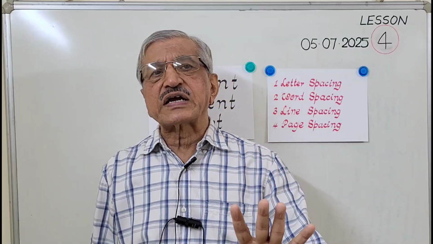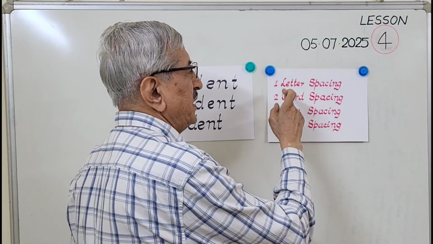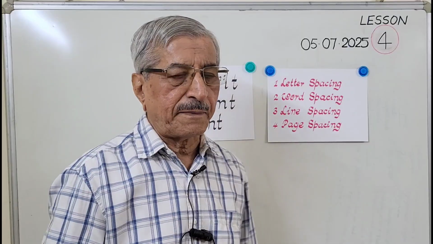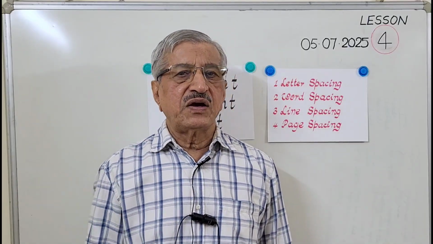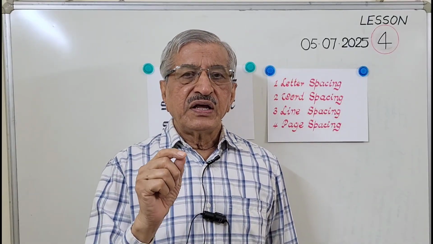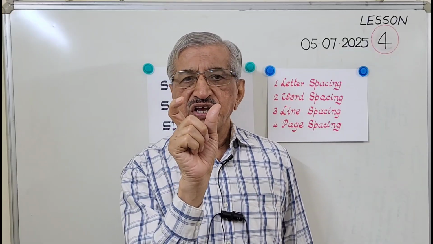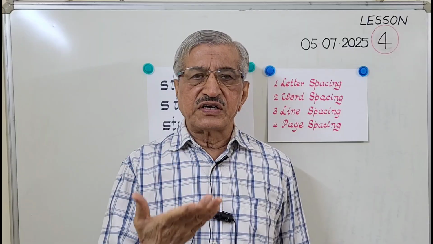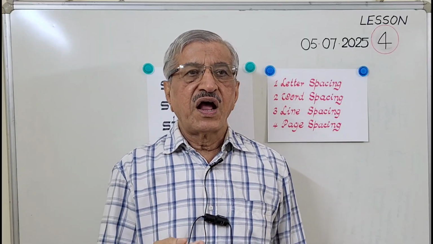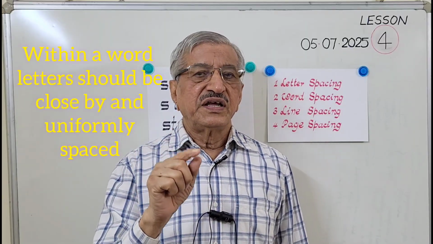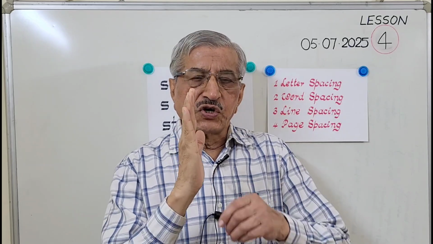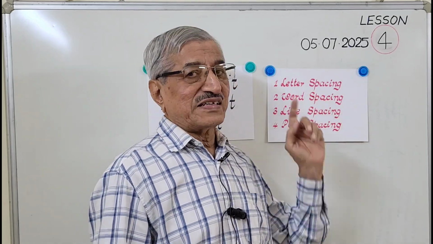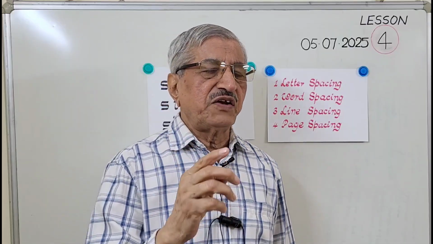So there are four kinds of spacing you can see here. Letter spacing, word spacing, line spacing and page spacing. Let me explain one by one. Letter spacing means in one word there may be so many letters. 3 letters, 4 letters, 5, 6, 7 letters. All those letters within a word, there should be how much gap between them? That is letter spacing. Now I will explain with one example.